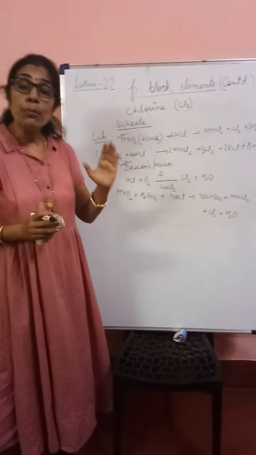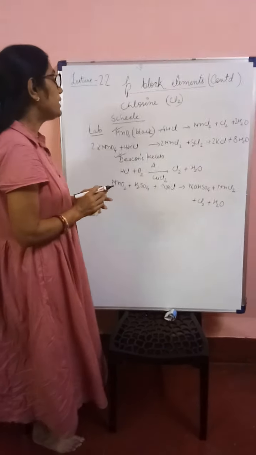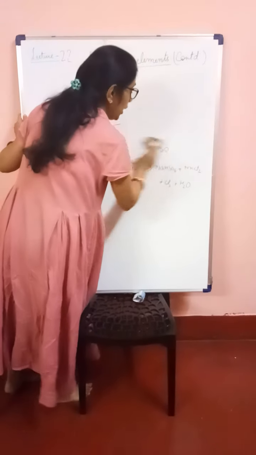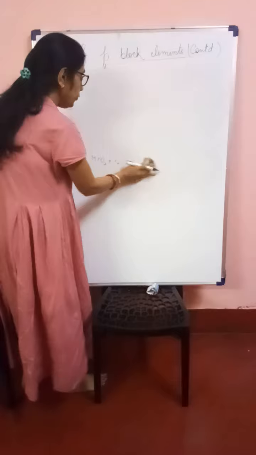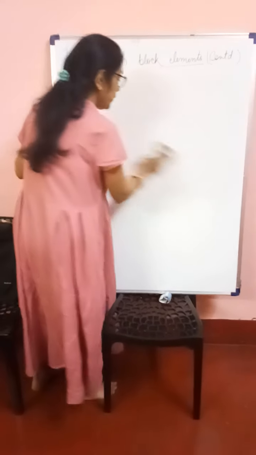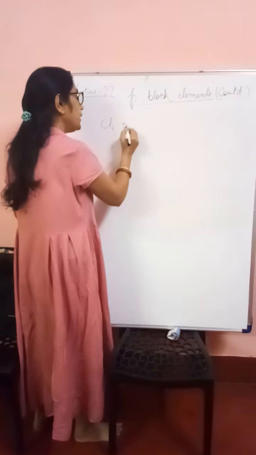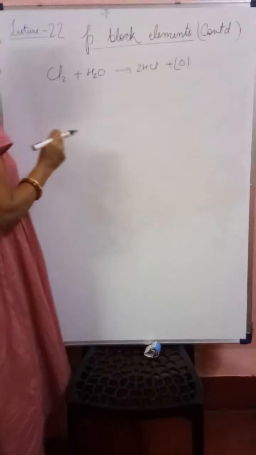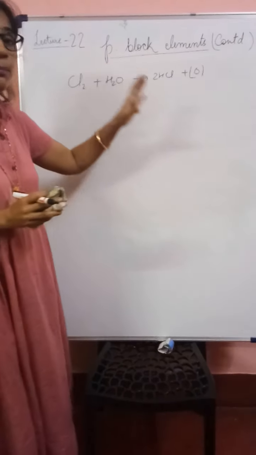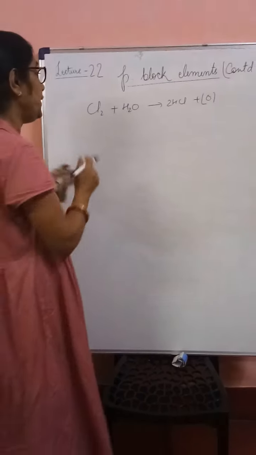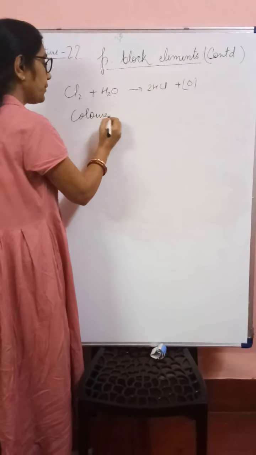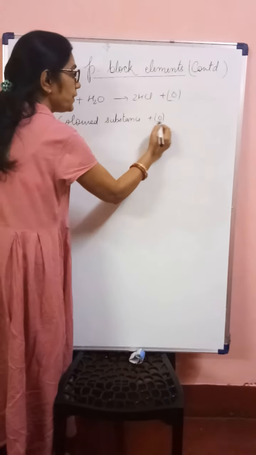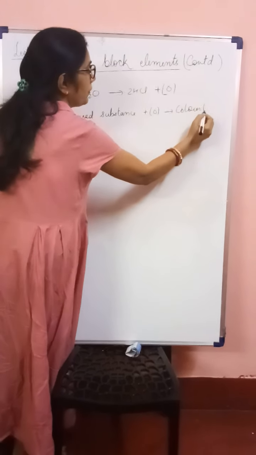So far as physical properties are concerned, chlorine, as I have already said at the beginning of the chapter, is a greenish yellow gas and it is soluble in water, and when it is dissolved in water, it liberates nascent oxygen, and therefore it acts as a bleaching agent, and its bleaching property is based on oxidation. So any colored substance with this nascent oxygen becomes colorless.